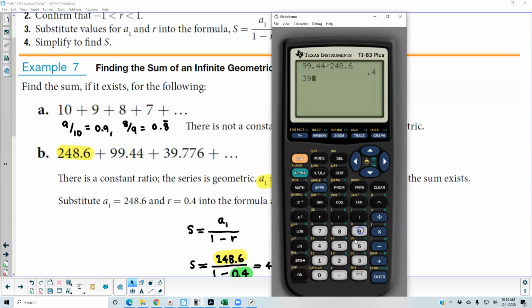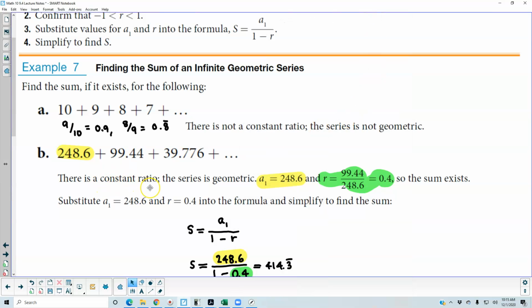If we take 39.776, which is the third term, and divide it by the second term, 99.44, that also gives us 0.4. So, there is a constant ratio. The series is geometric, so we have the first term of 248.6. The common ratio is 0.4, so the sum exists. So we're going to substitute those values into the formula and simplify to find the sum.